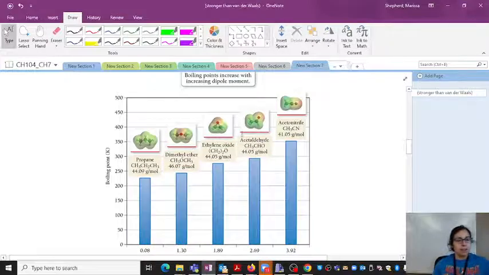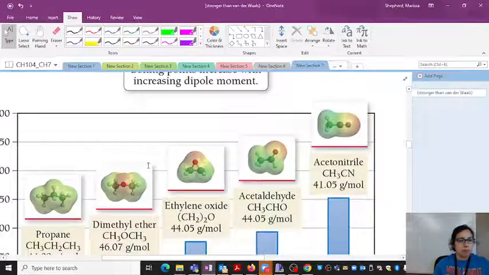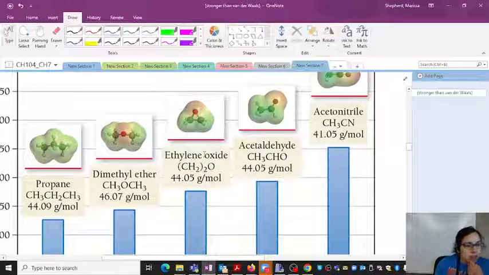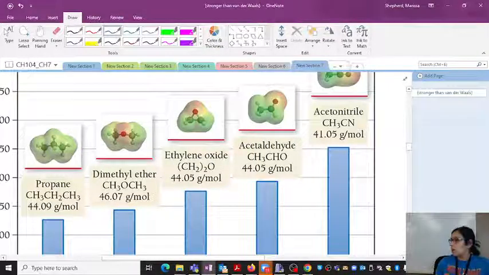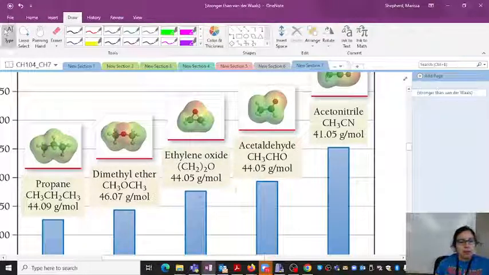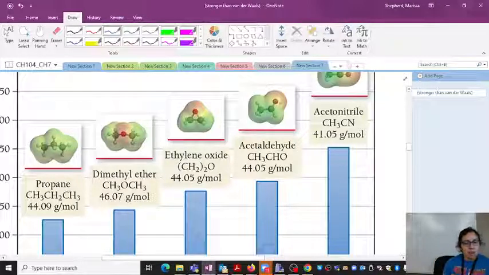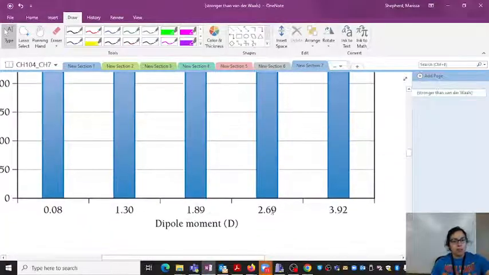And then ethylene oxide, so let's zoom in so you can see these a bit better. So now this ethylene oxide, again, is a little bit more polar than dimethyl ether, since you have this little epoxide ring with our oxygen there. Again, you can see our electron density is located there. So again, increasing boiling point. And then our acetaldehyde, now we have our oxygen kind of on the end of our molecule, so greater dipole moment.